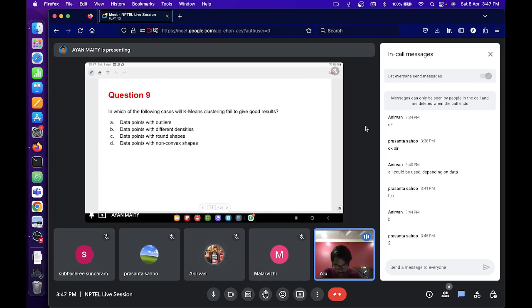Now moving on to question 9. In which of the following cases will k-means clustering fail to give good results? There are four options. Option A is data points with outliers. Option B, data points with different densities. Option C, data points with round shapes. Option D, data points with non-convex shapes. So in which of these cases might k-means fail to give correct results? Multiple options might be correct here.